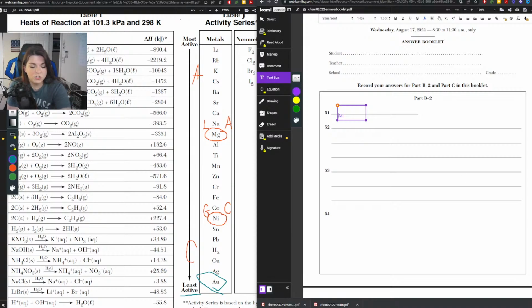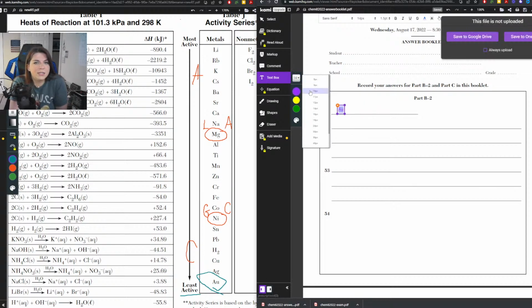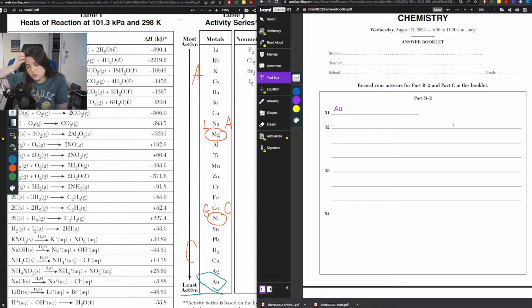And my recommendation is to not translate that into something else. I would say if table J says AU, then you say AU. You know why? Because it's question 51. And at this point, your brain is getting tired. Don't write gold. Just say AU.